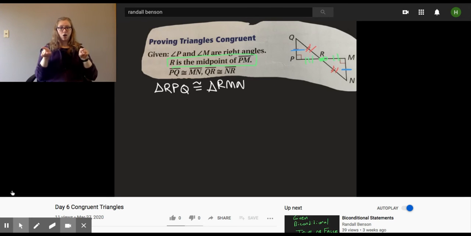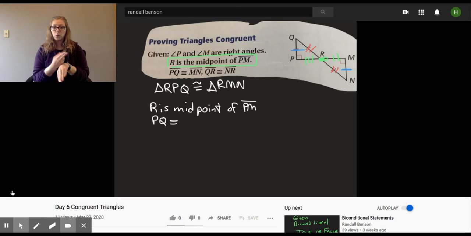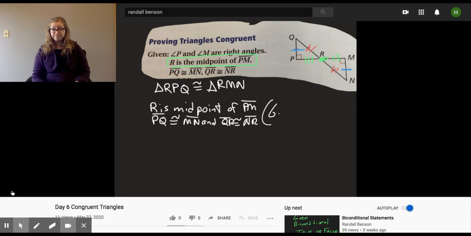So let's go ahead and write this up. So I'm going to write all the given information together. So we know R is the midpoint of PM. We're going to use that. And also the fact that PQ, they already told us PQ is congruent to MN. And QR is congruent to NR. That was given to us.